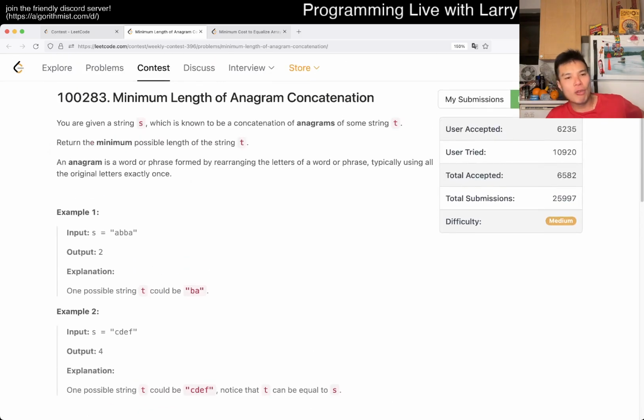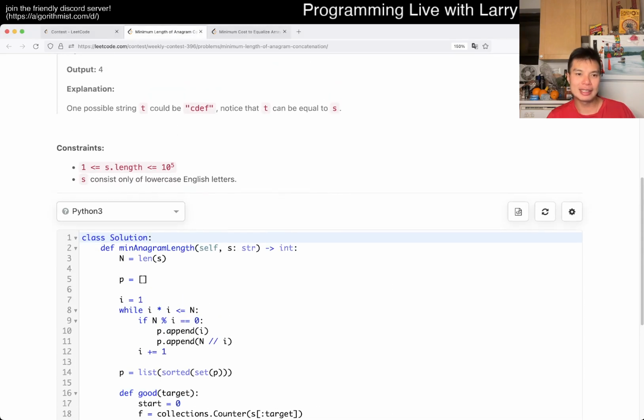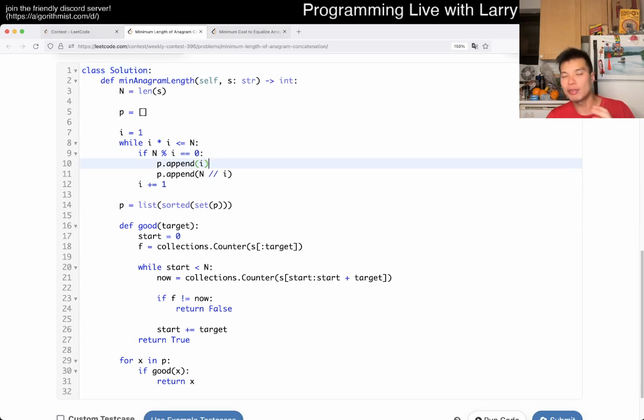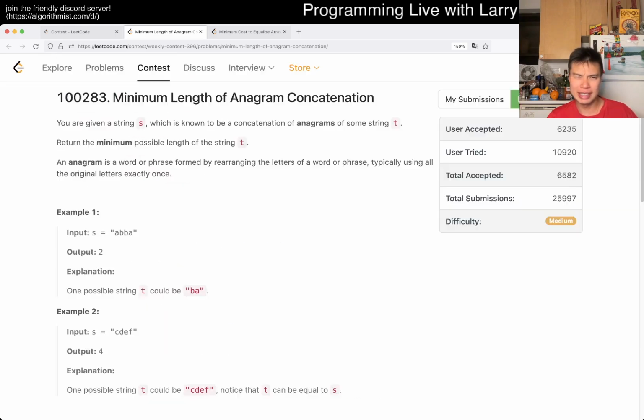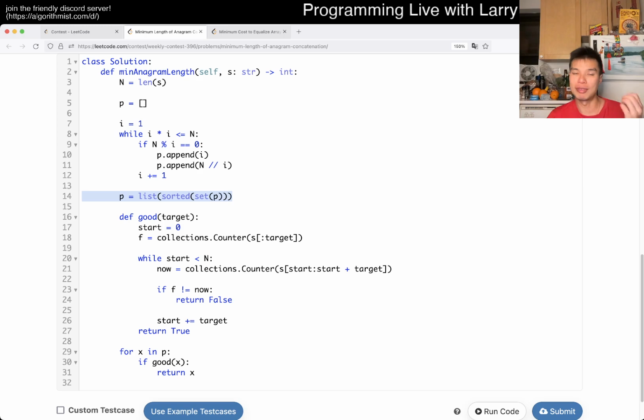to be honest, I don't know why this is fast enough, because when I looked it up, n is 10 to the 5th. Let me go over how I did it first. Here I take all the divisors. These are all possible lengths of t, because these are the divisors of n, where n is the length of the string, so that it has to divide into them equally, right?